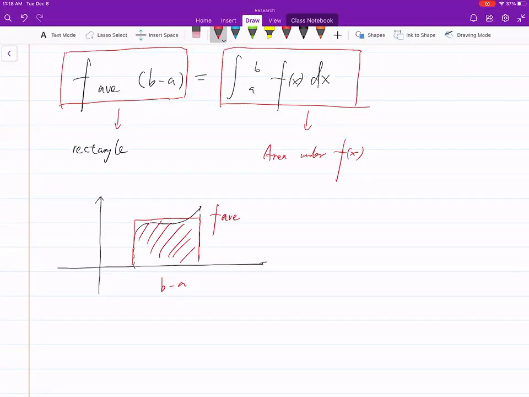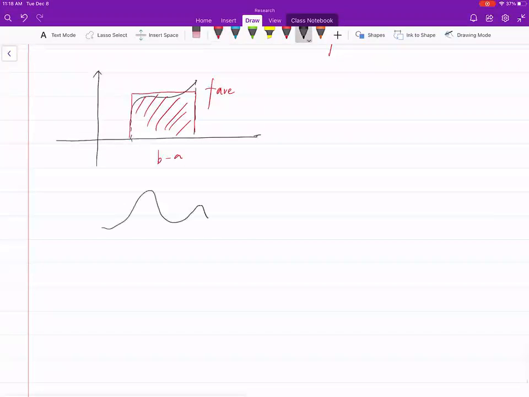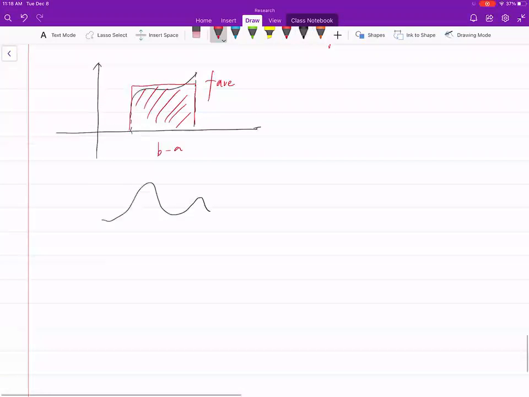Okay. Why does this make sense? It's very easy to see. Because you have some function like this. If I take the average value, what's going to happen is some part is going to be above the average, some part is going to be below the average, right? So what exactly does average mean? That means the part above will be exactly the same as the part below. That's what you mean by average, right? That means all the blue areas should be the same as all the red areas.